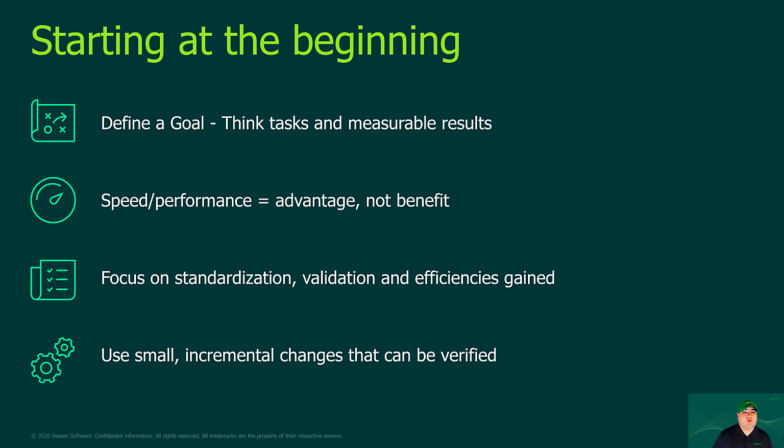Speed and performance are great, but they are an advantage to the organization, not the true benefit of automation. Think about the real benefit to the business, which is accuracy and repeatability. It's not just about impressing someone with your code. It's not just about doing it fast. It's about doing it correctly and being certain that it stays that way over time. Right? Focusing on standardization, validation, and efficiency gained.